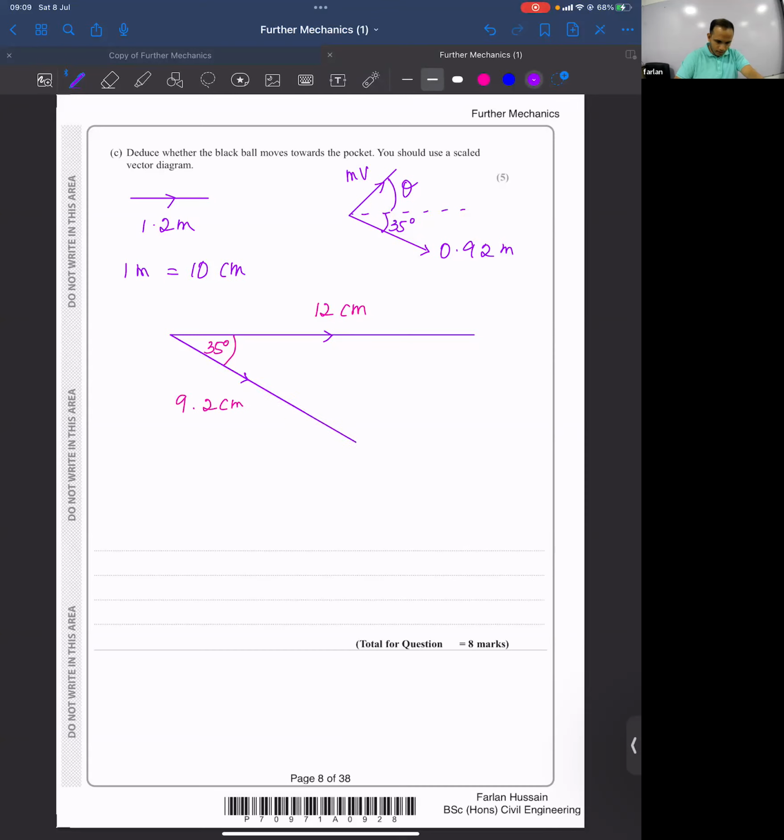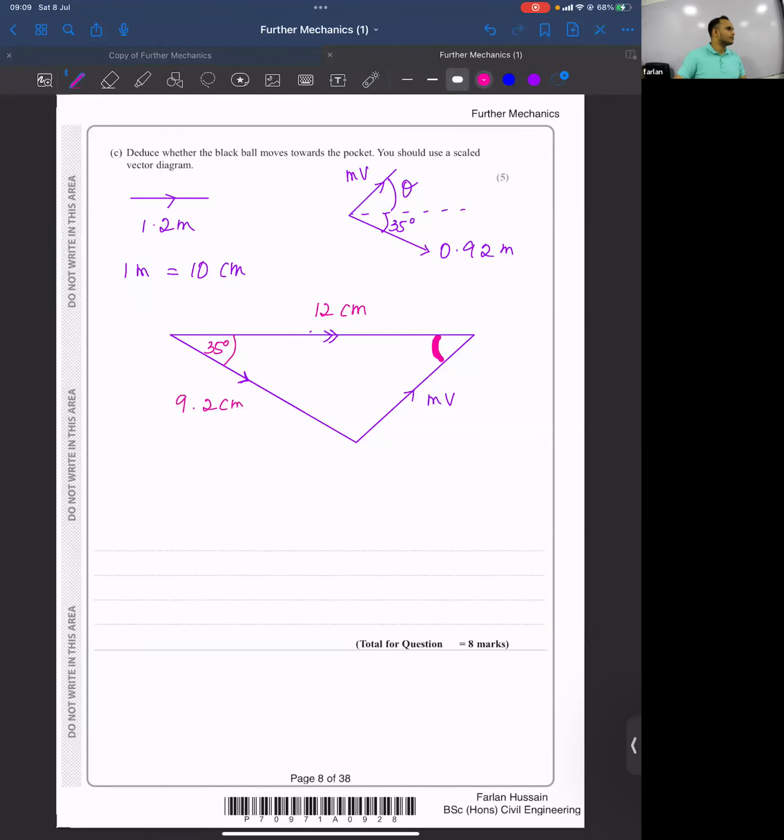Okay. And then from there, we will represent the momentum of the black ball after the collision. That will be whatever this point connected to this point. After you do that, let's check the angle. Okay, this is mv. Let's check this angle and see what we are getting. If you are getting 50 or anything closer to that, that means yes, the black ball is going in the direction of the pocket.